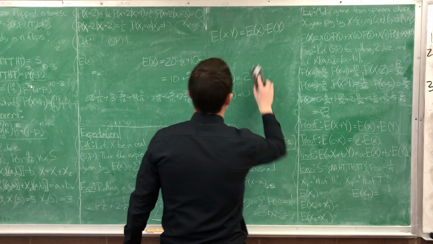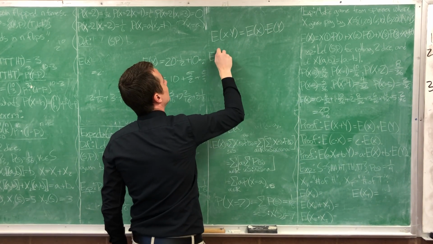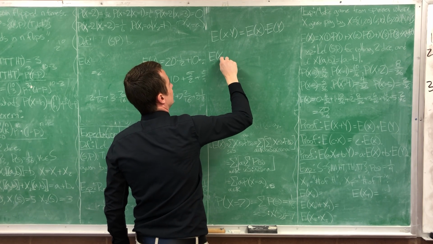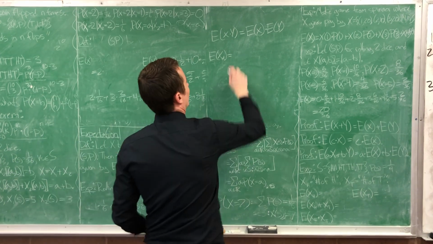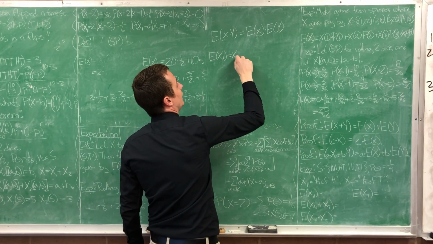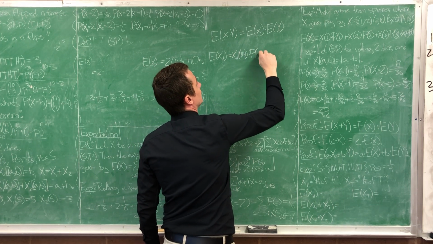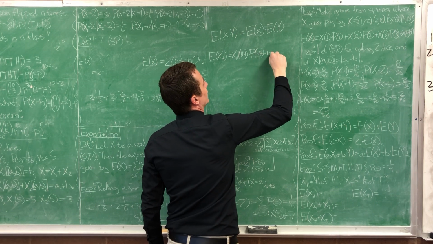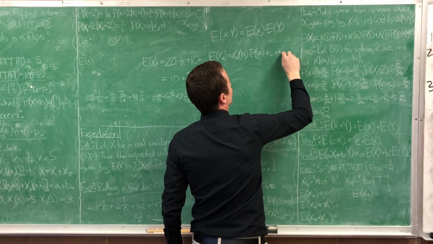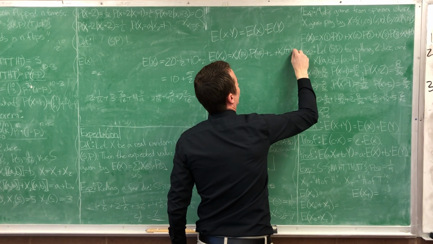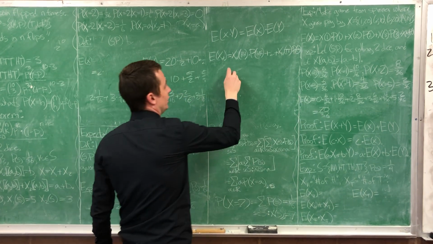Okay. So now, let's calculate the expected value of X_H. What does that equal to? That's going to be equal to X_H of heads times the probability of heads, plus X_H of tails times the probability of tails, right? Just using the exact definition. So what is this equal to?